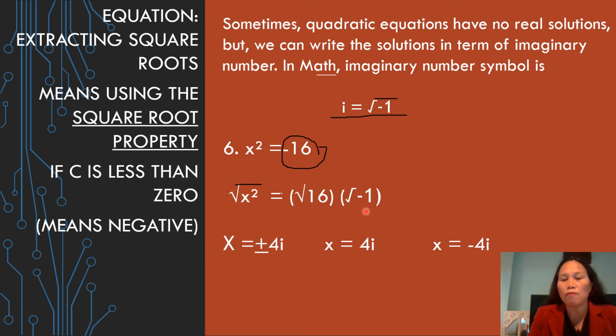Now, itong square root of negative 1, papalitan lang natin siya ng i because i is equal to the square root of negative 1. Then, x now is equal to 4 times i. Another value for x is equal to negative 4i. Okay? So we have two complex solutions. Ito yung tinatawag nilang complex solution. They are not real solutions.